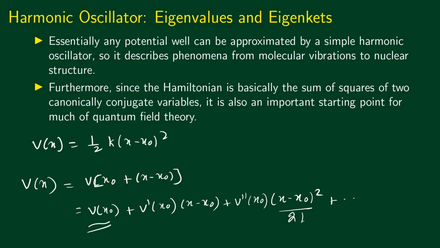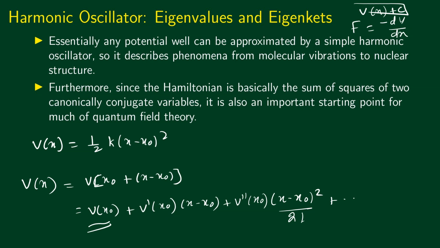Now, if we look at the first term, it's a constant. We know that adding a constant to a potential does not change the physics. For example, in classical mechanics, suppose we have a potential V(x). The force is given by −dV/dx. So adding a constant to this potential does not change the force acting on the system, so it does not affect the dynamics of the system. So V(x) and V(x) plus a constant give exactly the same dynamics for a physical system. All right, so this constant can be dropped.